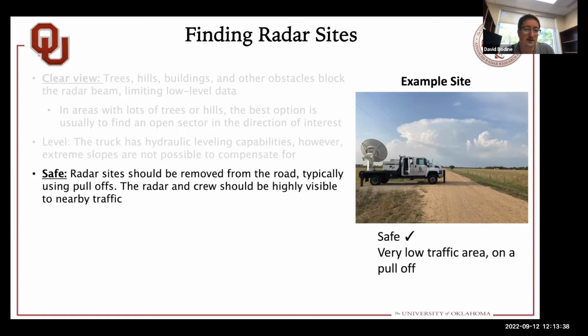And finally, radar sites should be off the road as much as possible, or at least in a very low traffic area. So we typically find a pull off like this and pull off as far as we can onto the pull off, and also try to make the radar and the crew as highly visible as possible.